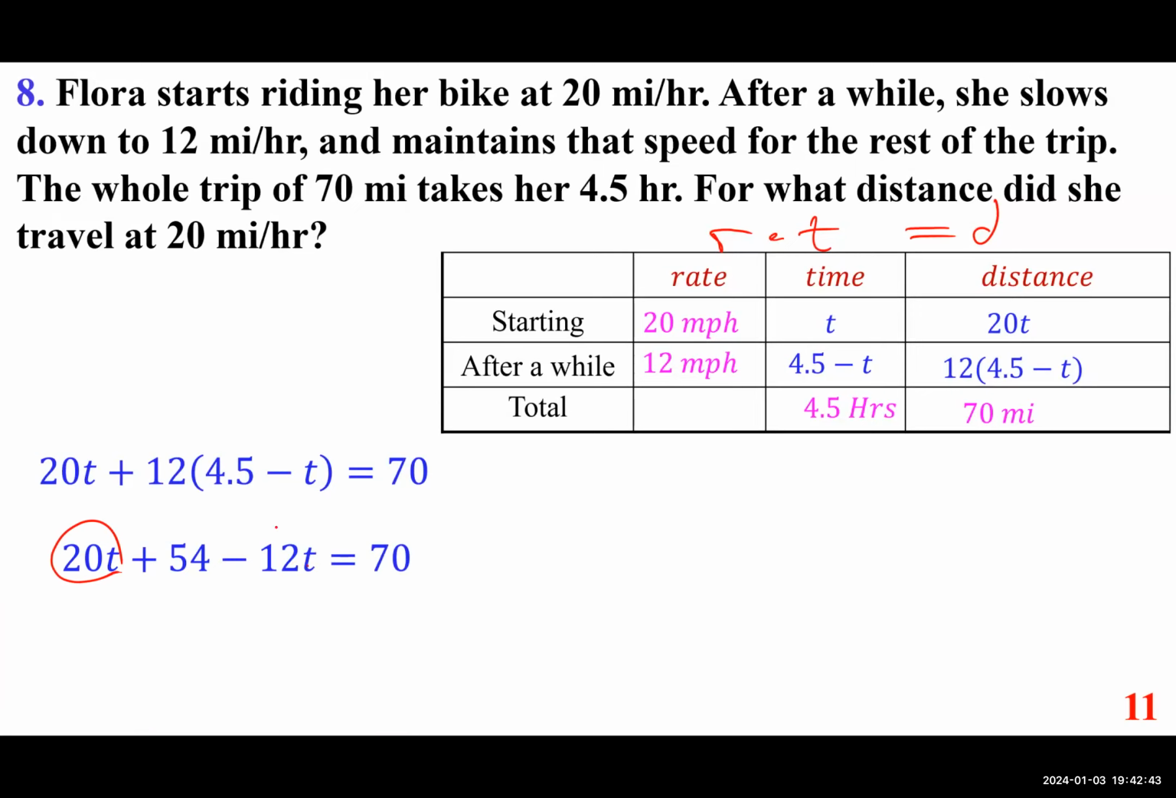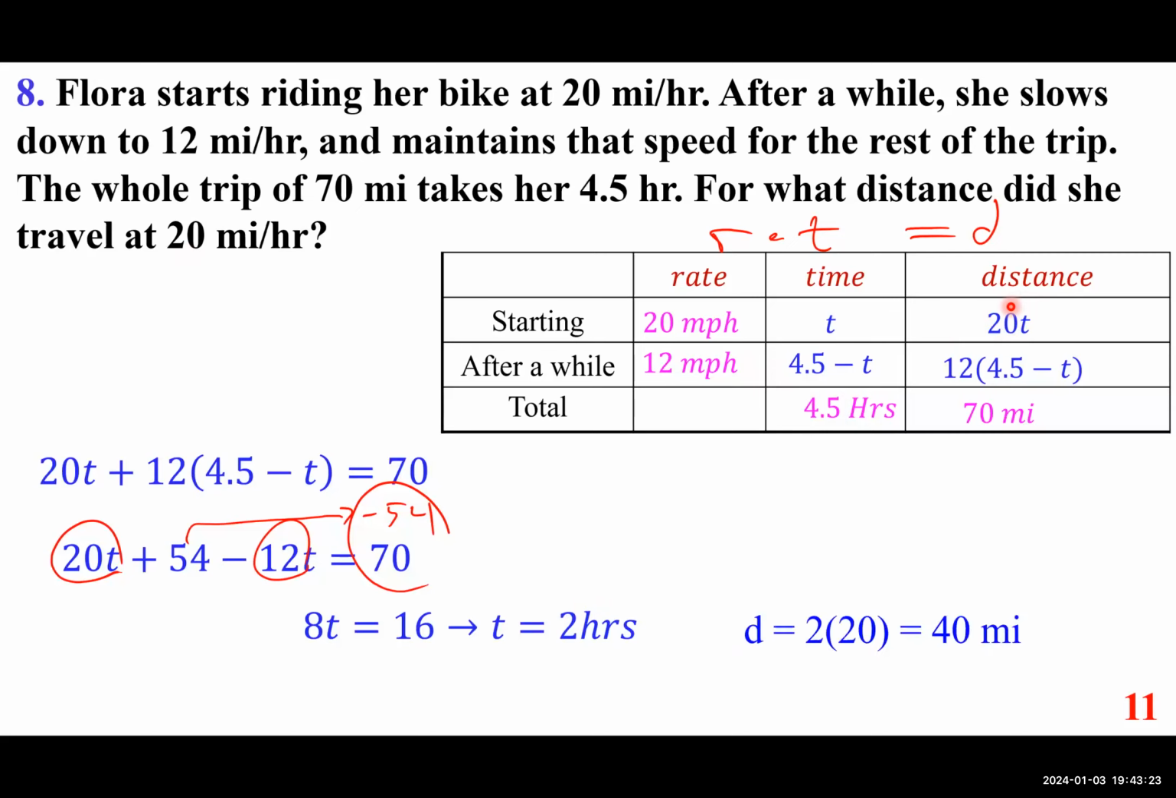Now, we can combine these two into 8T. We move the 54, make it negative, and the right side is 16. Divided by 8 makes it 2 hours. So this is true, everybody. Let's go back to the question. So that means we spent 2 hours here. We spent 2.5 hours here. What is the question? For what distance did she travel at 20 miles per hour? So we want this one, 20 times 2, which makes it 40 miles. That's what we are looking for.